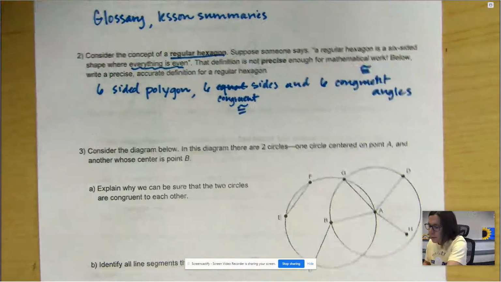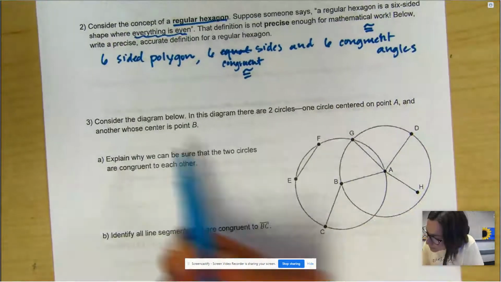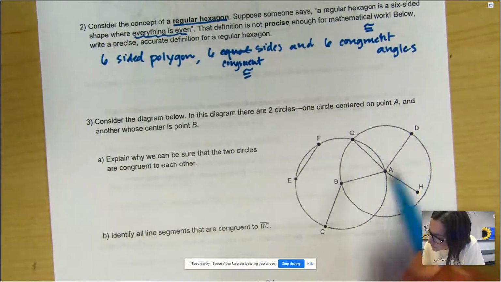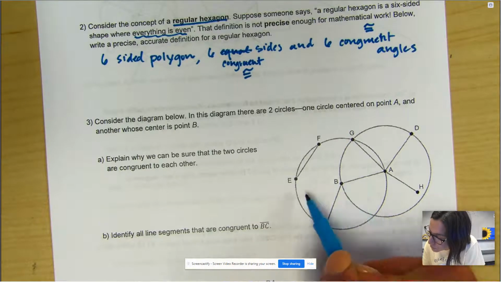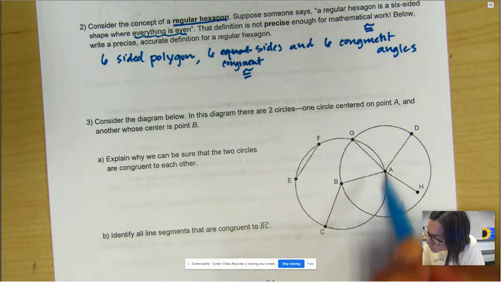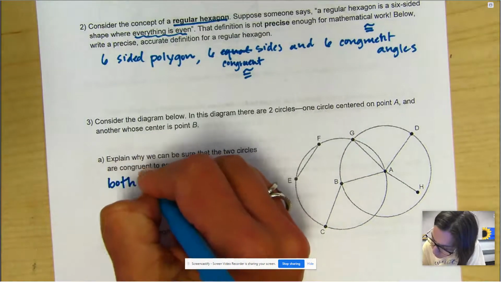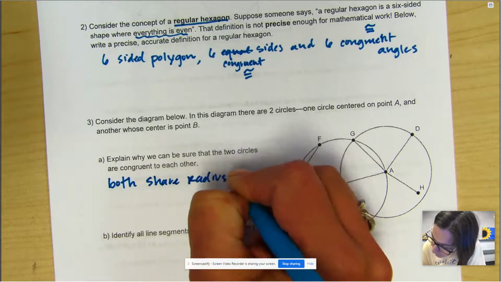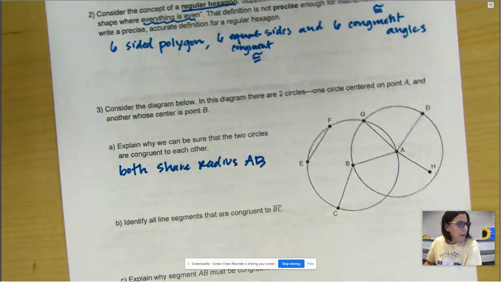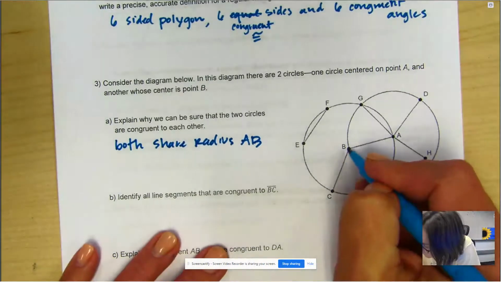All right, consider the diagram below. We went over this in class, but in case you weren't in class. There are two circles, one centered at A and one centered at point B. Explain why we can be sure that the two circles are congruent. Well, they both share radius AB. Then identify all line segments that are congruent to BC.